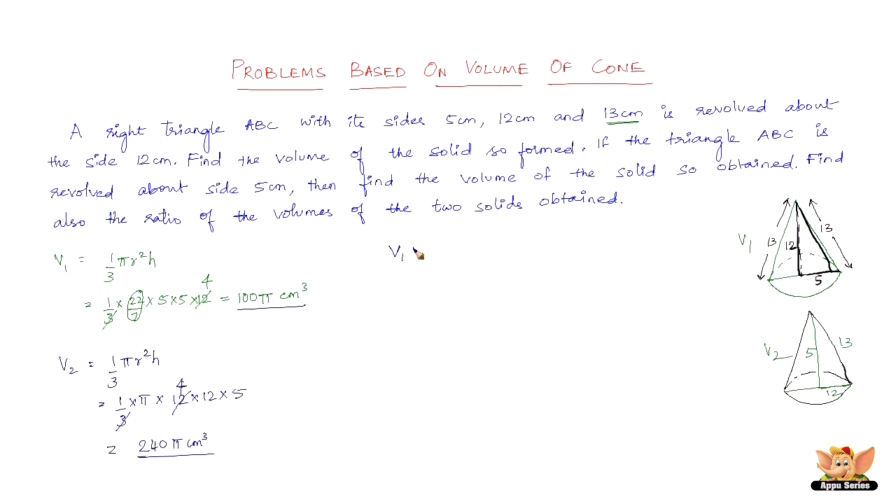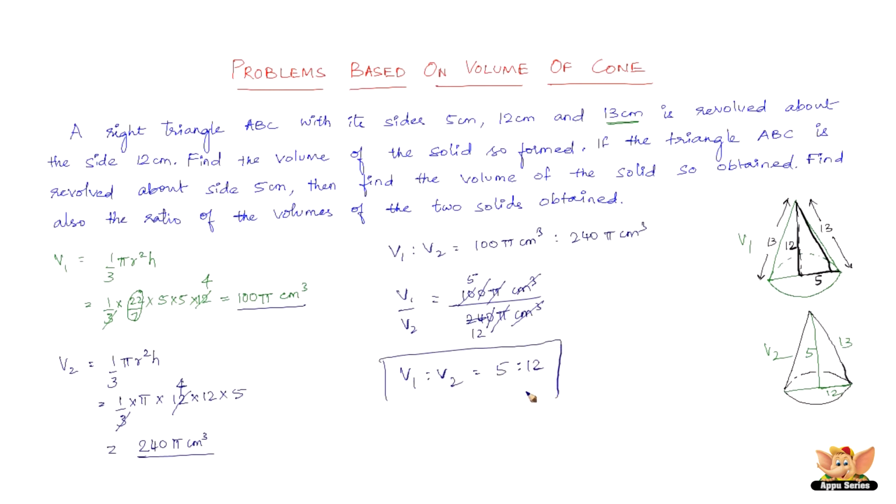So the ratio V1 is to V2 will be equal to 100 pi centimeter cube is to 240 pi centimeter cube. So the ratio will be like this. V1 by V2 equals 100 pi centimeter cube divided by 240 pi centimeter cube. The centimeter cube gets cancelled. Pi and pi get cancelled. The 0 and 0 get cancelled. Cancelling this, we get 2 fives are 10 and 2 twelves are 24. So we have a ratio V1 is to V2 as 5 is to 12.